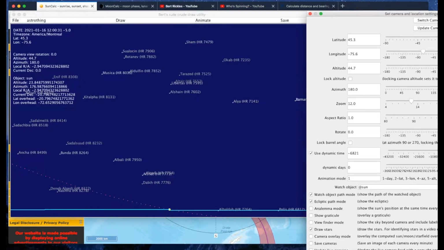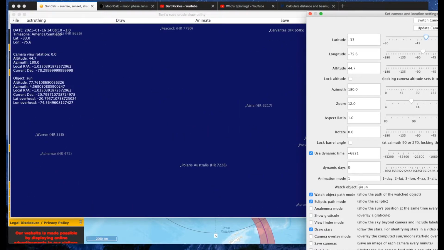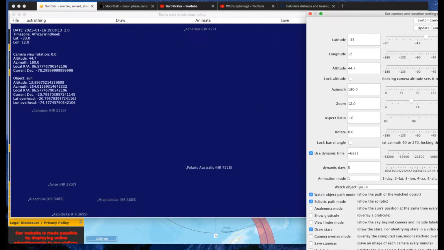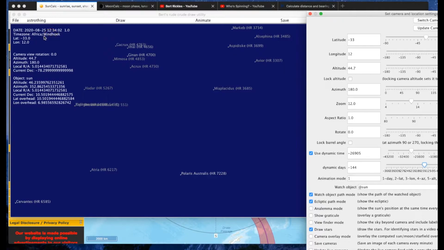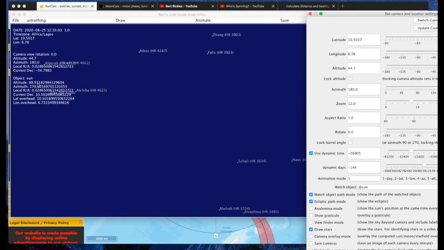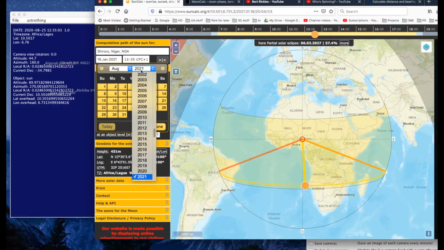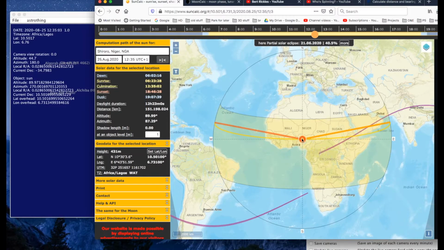I can choose a different part of the world. It makes no difference. I can select whatever part of the world I want. Let's try a different time and date. August 25th of 2020 at 12:34 p.m. Let's just go to 89.97 and an azimuth of 270. August of 2020. And as you can see, the sun is directly overhead for that day.